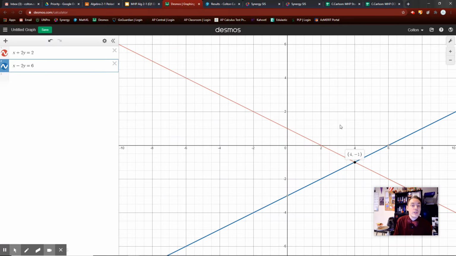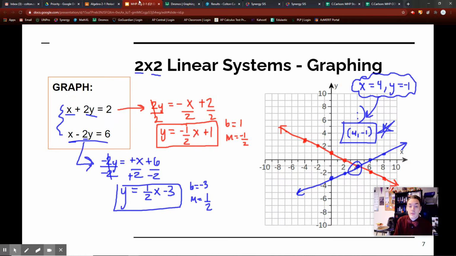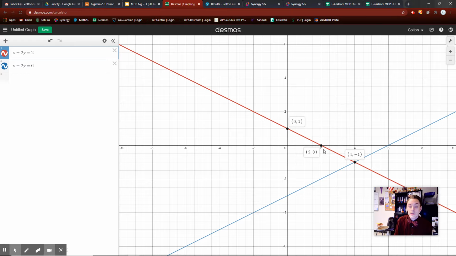So 4, negative 1. This is my solution set. Now, we didn't even need to put that in y equals mx plus b form. That's the beauty of it. We can just straight up go to Desmos and plug it in. So while I don't necessarily encourage you going straight to Desmos to plug it in, it is extremely beneficial, especially if you're stuck. Notice also here are the points. These points were also my intercepts. If I go over here, they crossed at 0, 1, and 2, 0. But that's exactly what we had here, 0, 1, 2, 0.